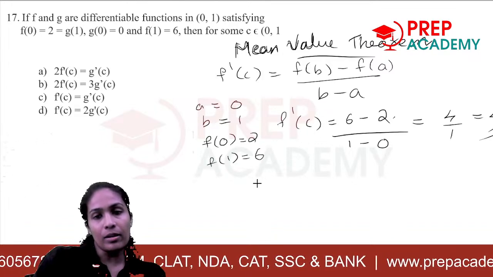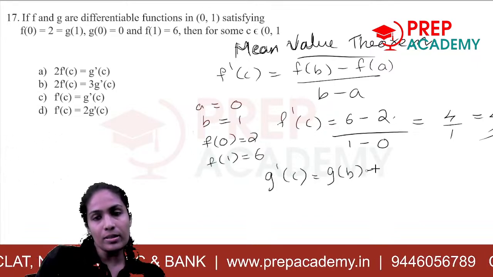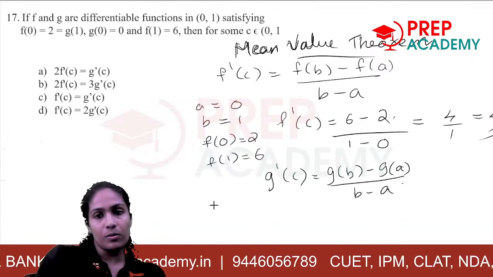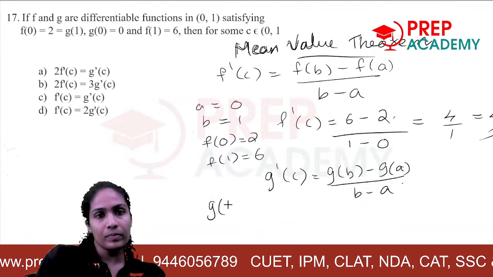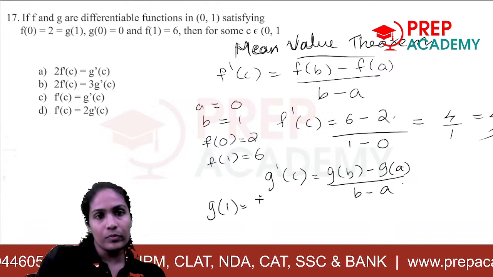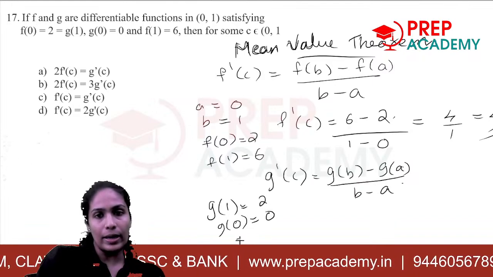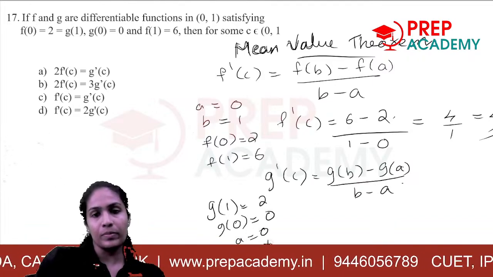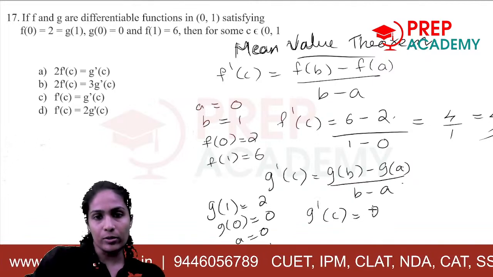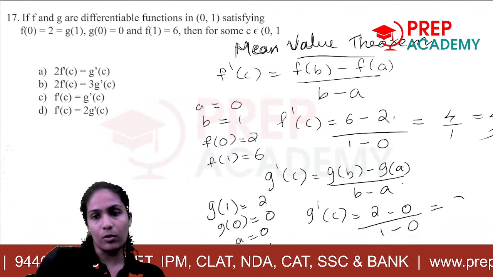Now, let us apply the mean value theorem for g. That is g dash of c is equal to g of b minus g of a by b minus a. So g of b is g of 1, and g of 1 is equal to 2. g of a, that is g of 0, is equal to 0, where a is 0 and b is 1. So g dash of c is equal to g of b, that is 2, minus g of a, that is 0, by 1 minus 0, which is equal to 2.